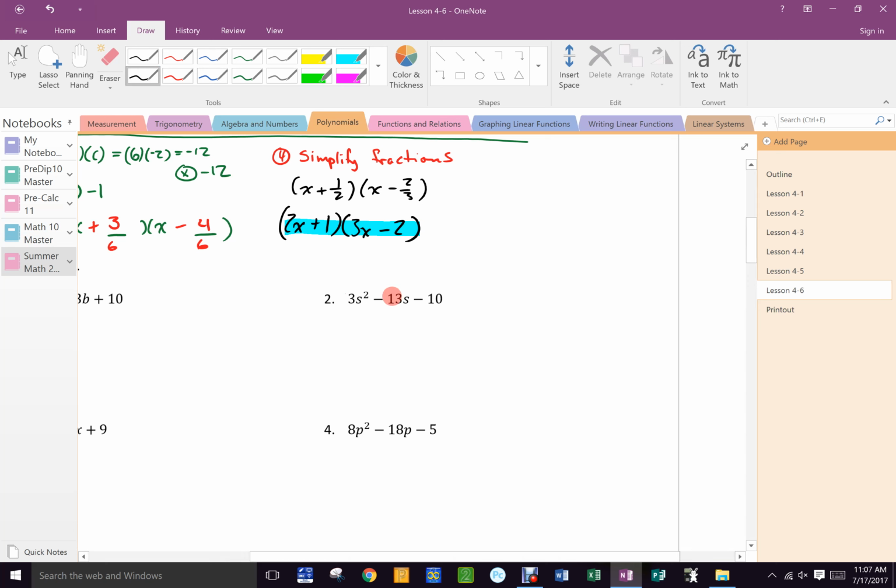Is it the 3, the 13, or the 10? It's the 3, right, David? Because if it was just x squared plus 13x minus 10, you would know I need factors that multiply to 10 and add to 13, correct? As soon as you see that, you know how to do it.